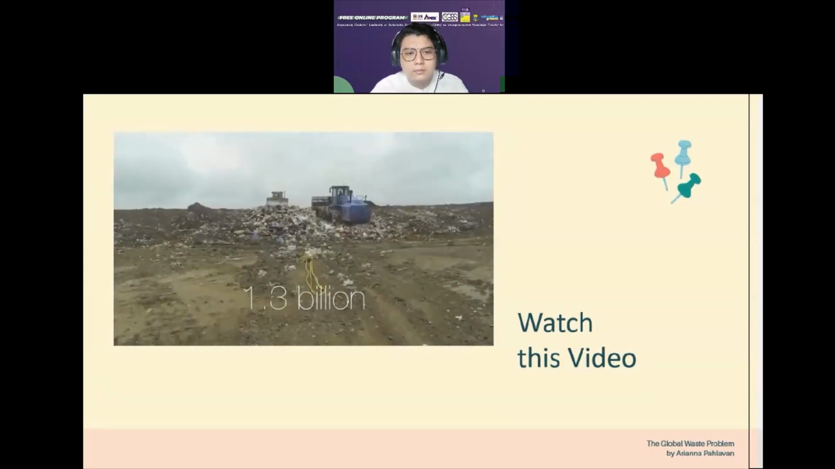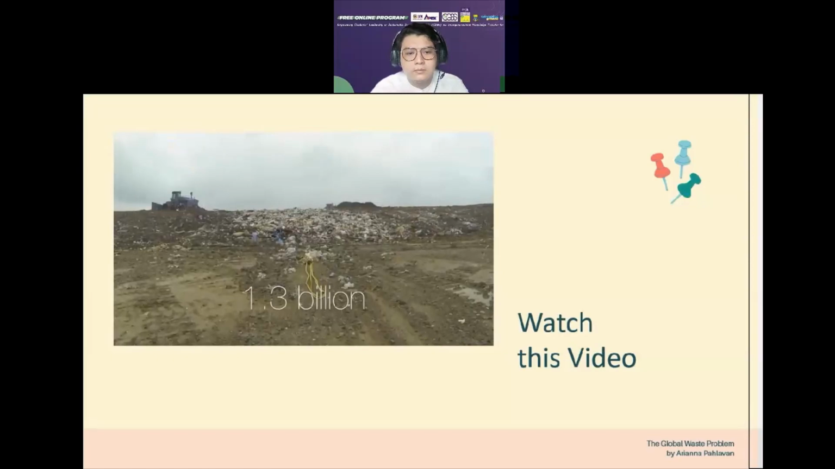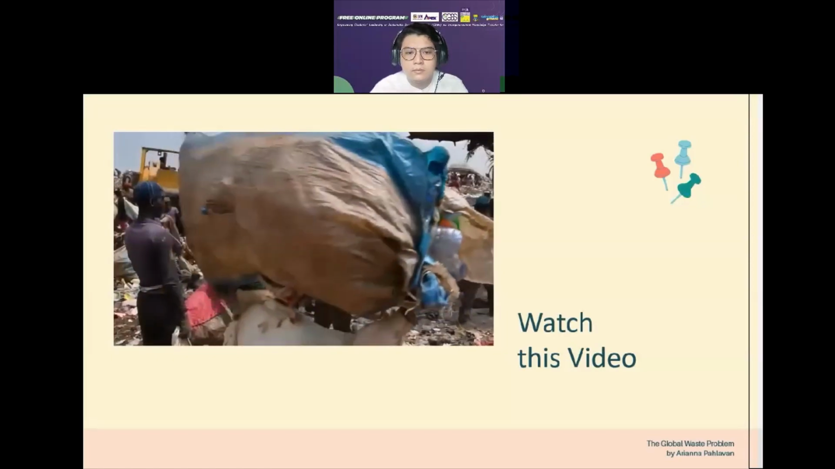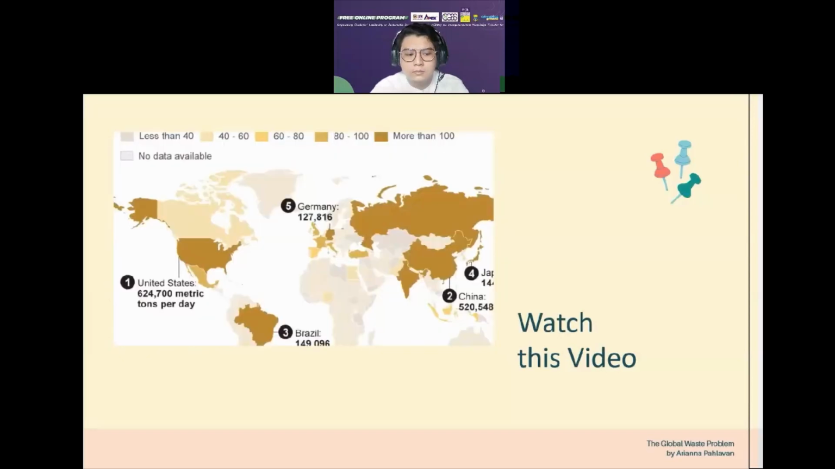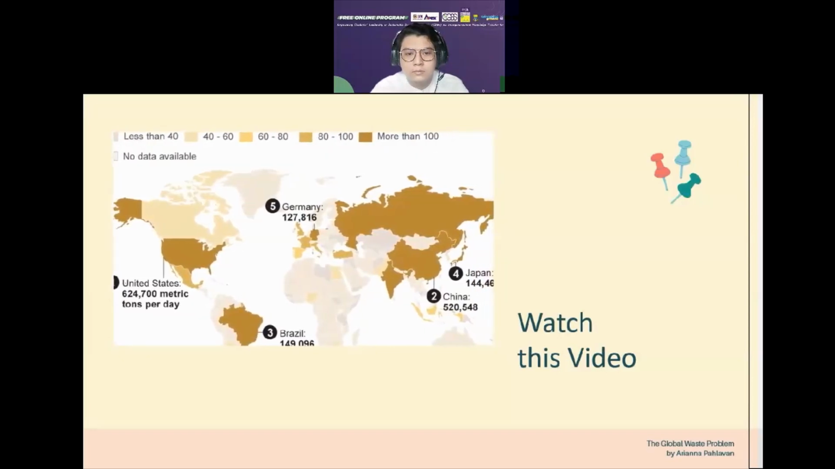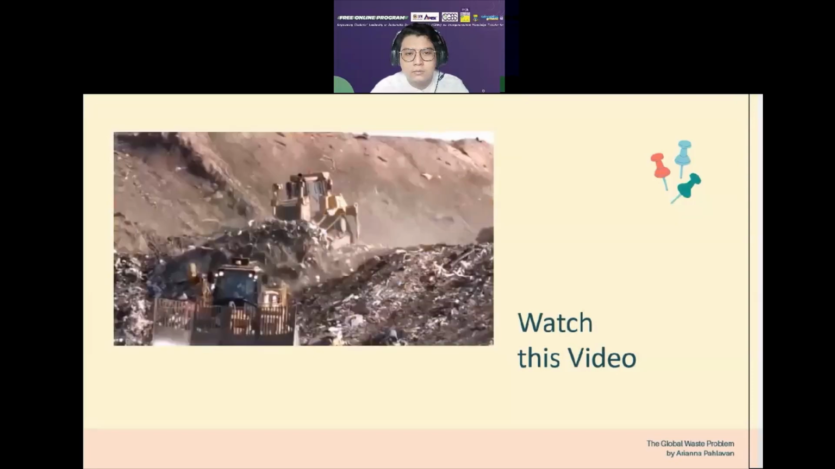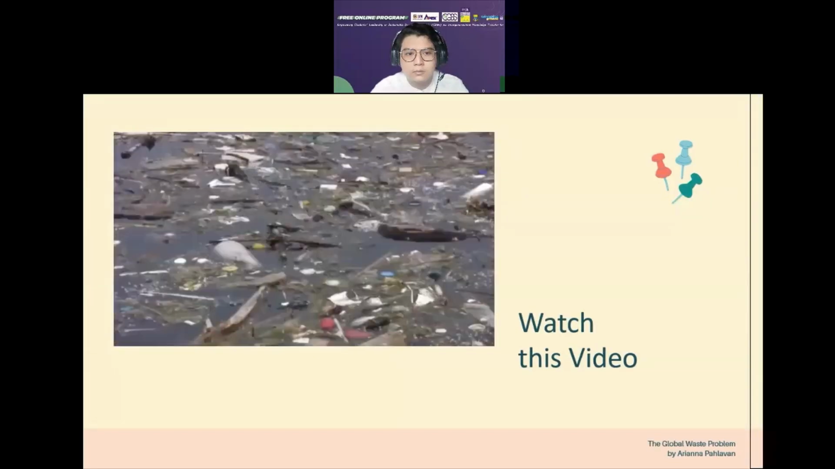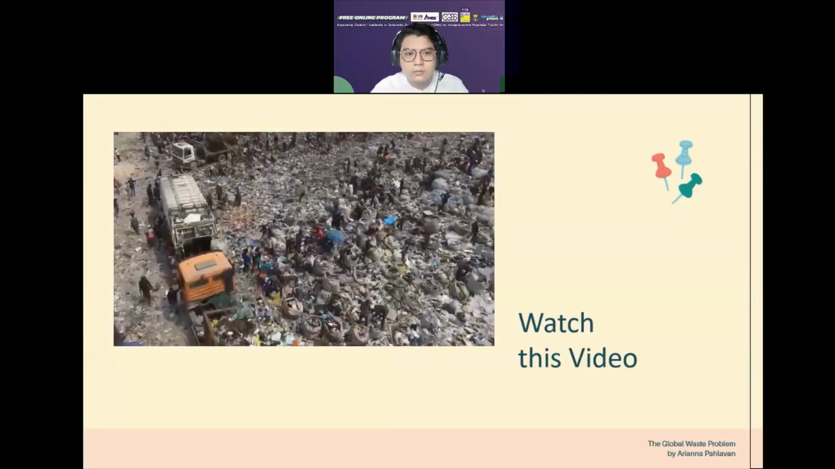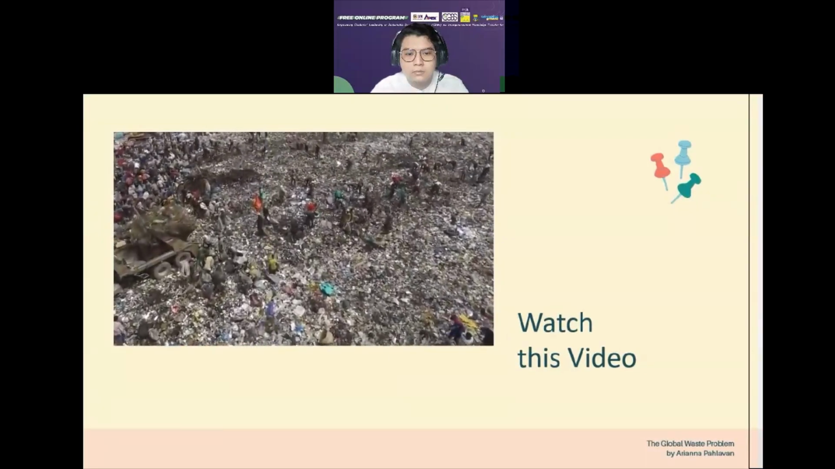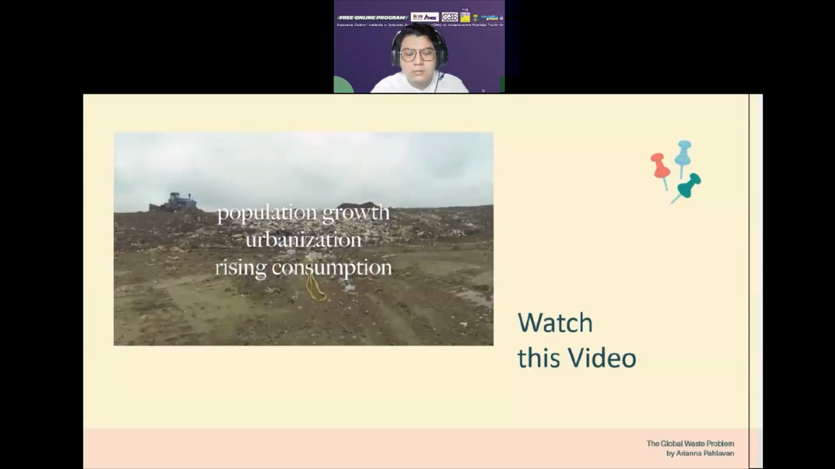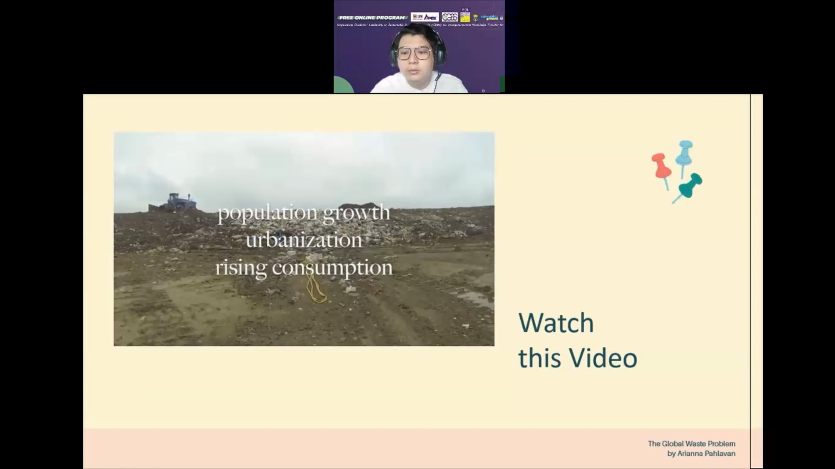Each year, nations generate 1.3 billion tons of waste. Yet, more than half the world's population does not have access to regular trash collection. The United States, China, Brazil, Japan, and Germany are the leading trash generators, and the United Nations Environment Program predicts the amount of waste will probably double in lower-income African and Asian cities as a result of population growth, urbanization, and rising consumption.